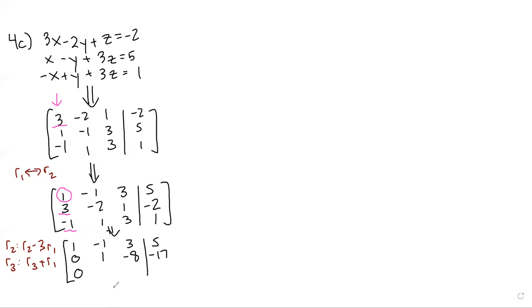And I'm going to add the rows, 1 plus -1. And 3 plus 3 is 6. And 1 plus 5 is 6. So this actually worked out really nicely. I wasn't planning that, but there you have it.